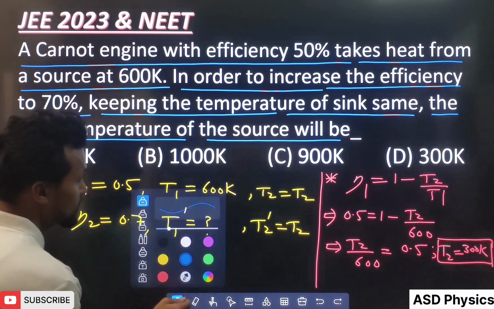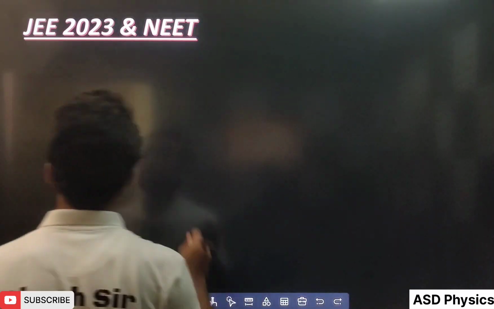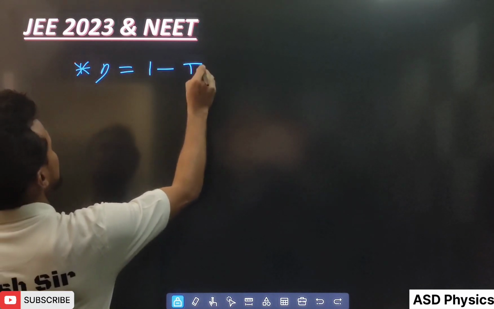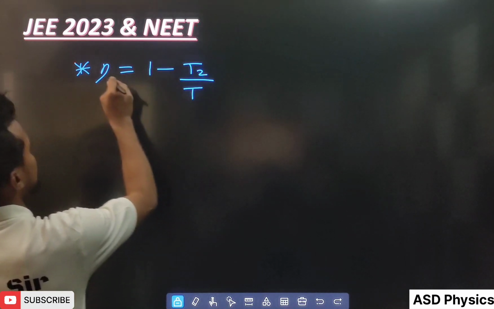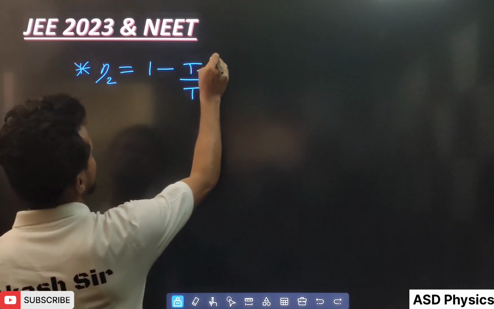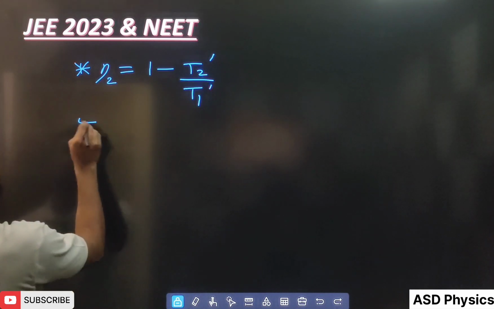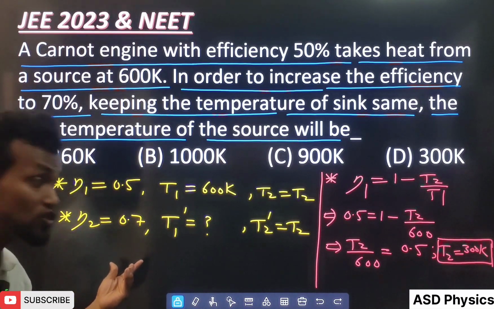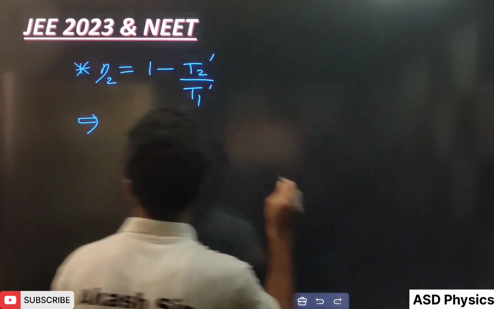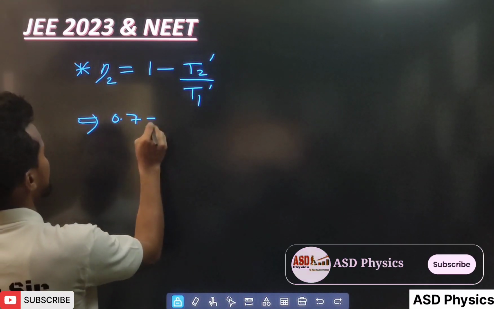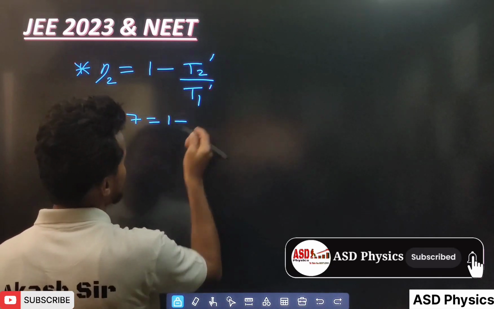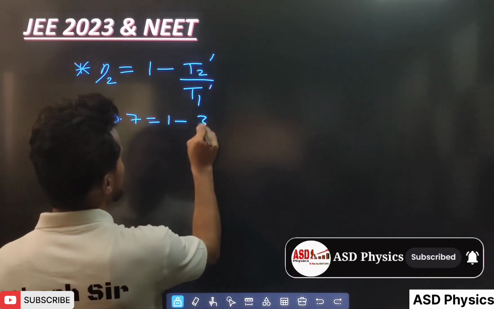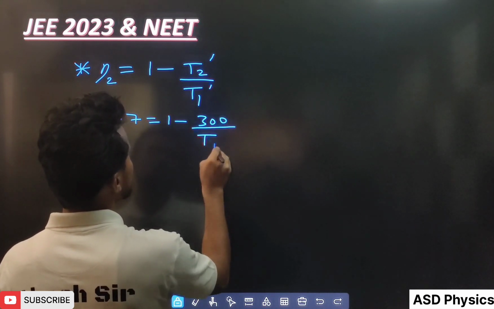So what I will do here, again we will use the formula, students. Can you see here? Now eta is equal to 1 minus T2 by T1, and here for eta 2, let's take T2 dash and here T1 dash. Okay, so for eta 2, they want to make the efficiency 0.7. So see here, efficiency 0.7 is equal to 1 minus, and the T2 dash value we have to keep the same, no? That's the sink temperature, 300, by the new one, T1 dash.